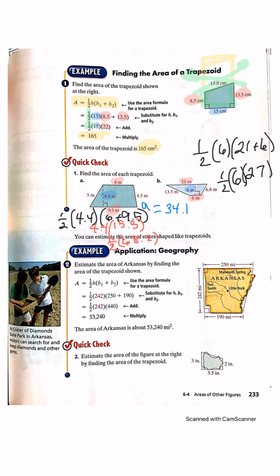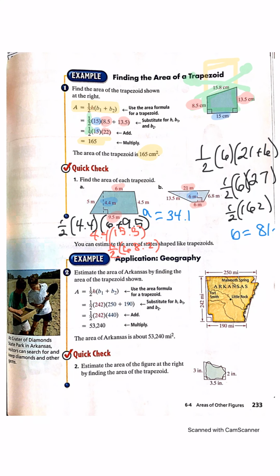Multiply all these together. 27 times 6 equals 162. Multiplying that by 1/2, same thing as dividing by 2, our answer is going to be 81. Oh, and I forgot over there, meters squared. And this one is also meters squared.